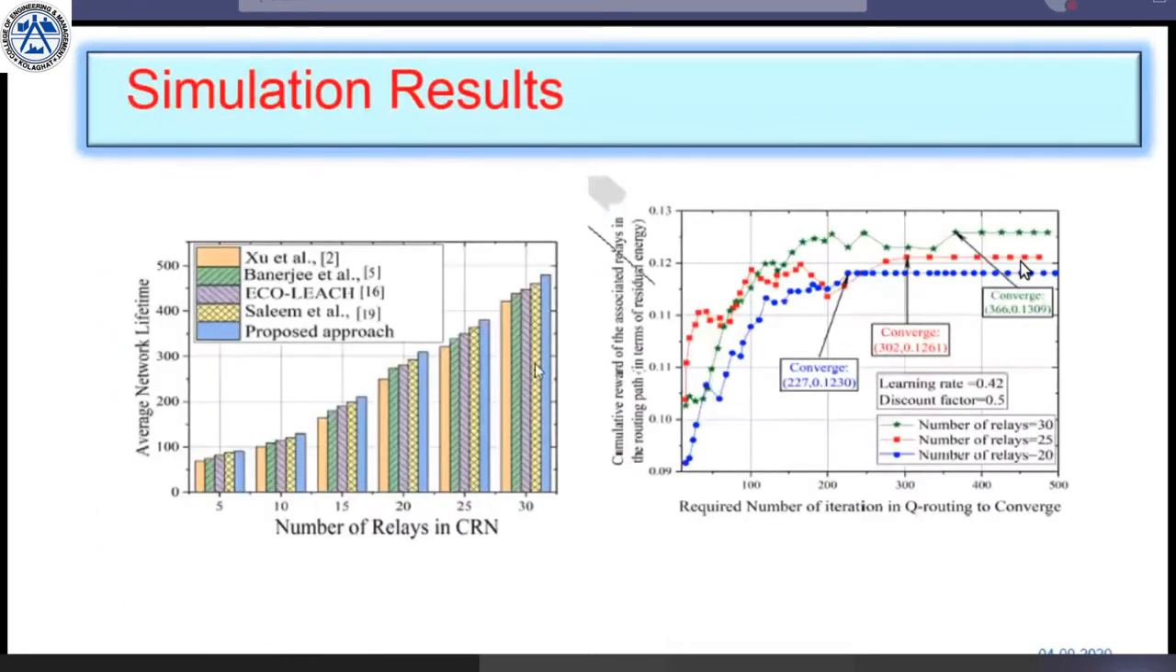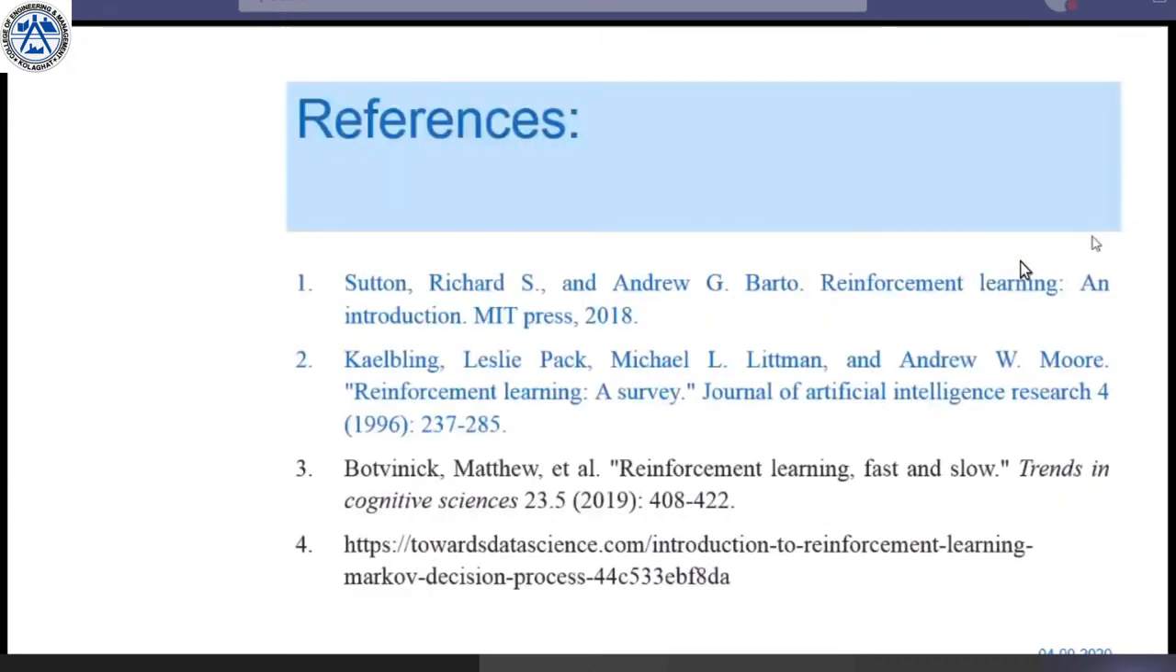Now, of course, another issue is the convergence of the Q-routing. That's an important issue. Intuitively, you see there are a finite number of states, an MDP process with a finite number of states and a finite number of actions. Then the discount factor is also bounded, 0.5 or 0.8, and the learning parameter is also bounded. So I think this convergence is shown through simulation: with these iterations, there is convergence. So that's one. These are some of the references.